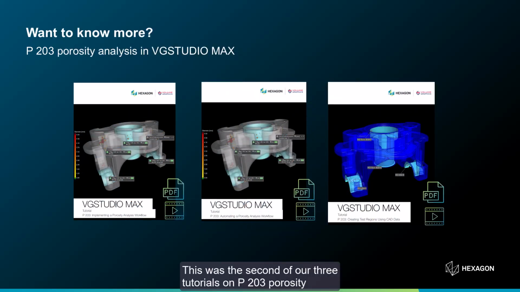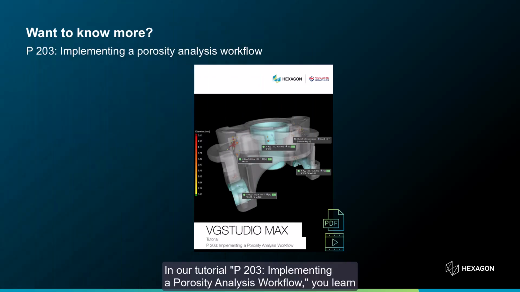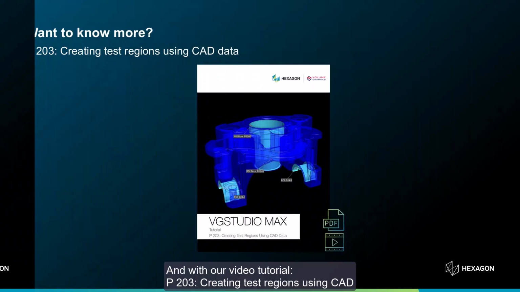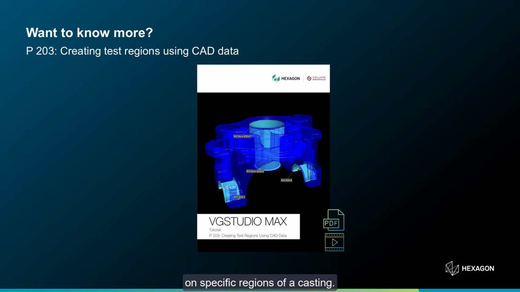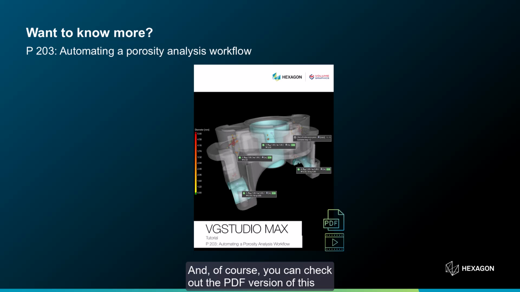This was the second of our 3 tutorials on P203 porosity analysis in VG Studio Max. If you want to dive deeper into the topic, make sure to check out these tutorials. In our tutorial P203, Implementing a Porosity Analysis Workflow, you learn step-by-step how to set up a workflow for a porosity analysis in VG Studio Max. And with our video tutorial, P203, Creating Test Regions Using CAD Data, I'll show you how to create test regions to perform porosity inspection on specific regions of a casting. And, of course, you can check out the PDF version of this video and try it out on your own.